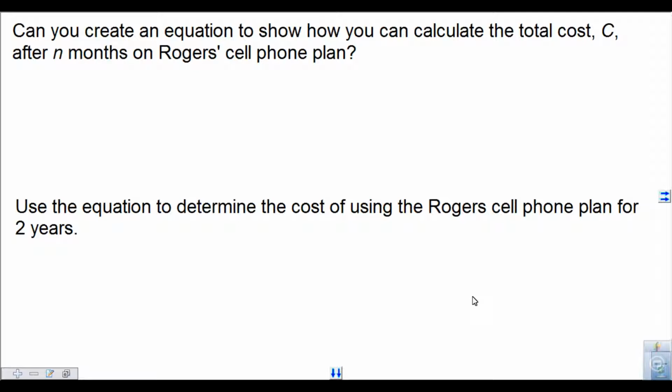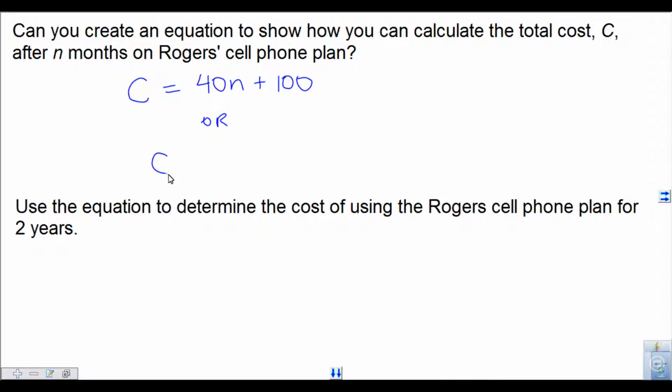So we're going to generalize this to create an equation to show how we calculate the total cost after n number of months. So remember, the total cost was $40 times however many months, whether it was 2, 4, 9, or 15. So it's 40 times n, which is the number of months, but don't forget you had to pay $100 at the very beginning. So this equation here models how to calculate the total cost of this particular Rogers cell phone plan. Okay, it's 40 times however many months plus 100.